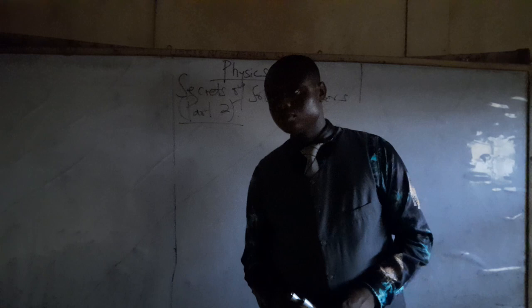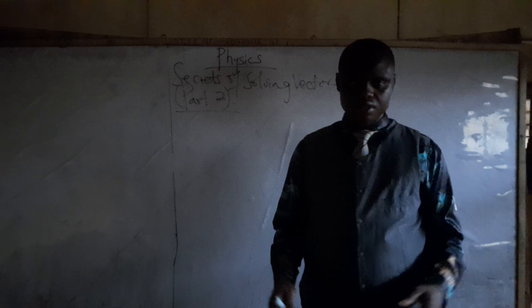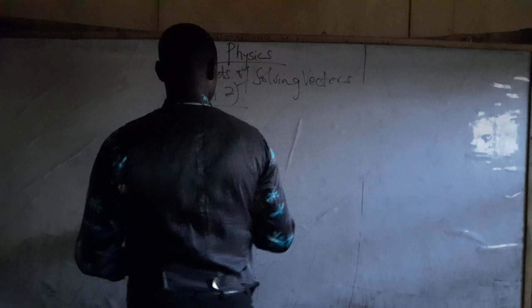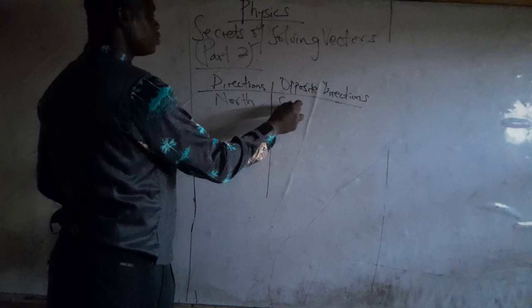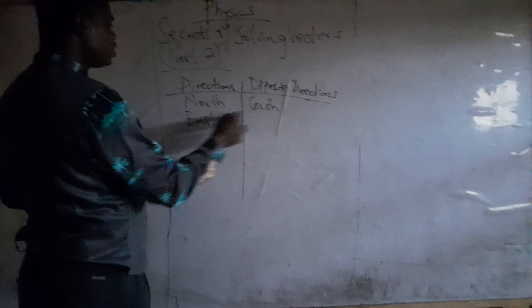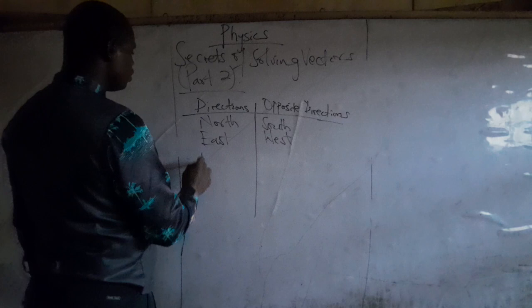Opposite directions here are north and south. There are two opposite directions. East and what? West. There are opposite what? Directions. So look at this now. Opposite directions. North, opposite is south. East, opposite is west.